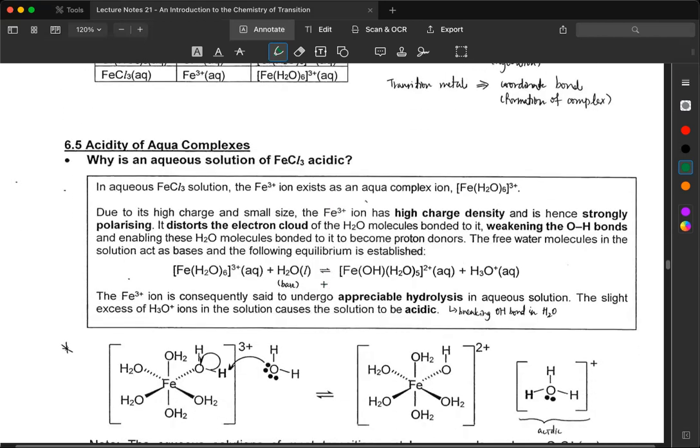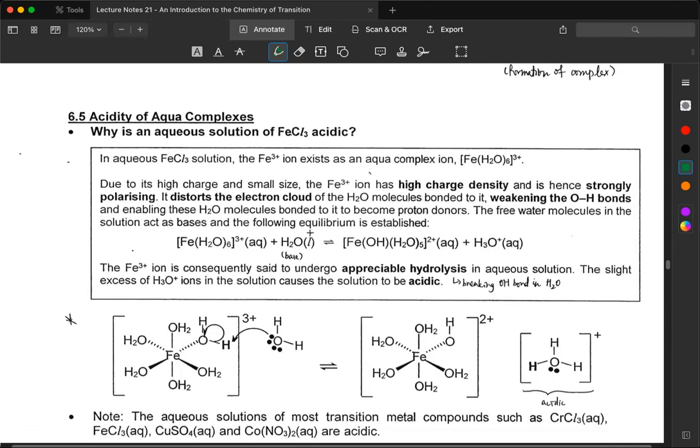Now, in aqueous iron(III) chloride solution, Fe3+ actually exists as an aqua complex ion. Because of the water molecules, it forms a complex for this transition metal. Due to its high charge and small size, Fe3+ has high charge density and is strongly polarizing. This will distort the electron cloud of the H2O molecules and in turn weaken the O-H bonds in the water molecule. This enables the water molecules bonded to it to become proton donors, because it weakens the O-H bond.